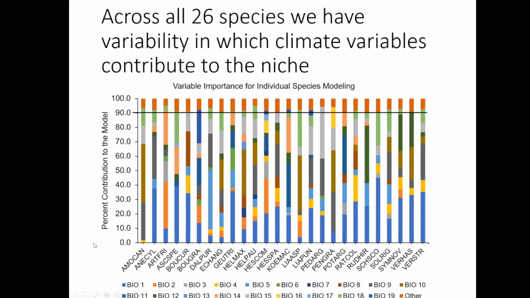And I did find, though, that there were some variables that were more important in explaining more species variability. And these ones were the mean annual temperature, the mean temperature of the driest quarter, and then the precipitation seasonality, which is basically just the annual range of precipitation.